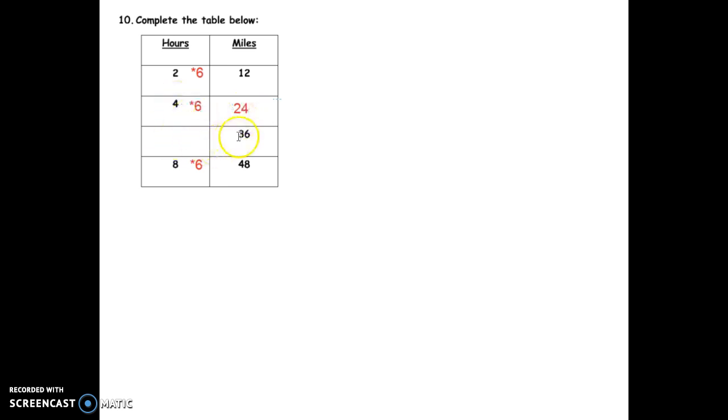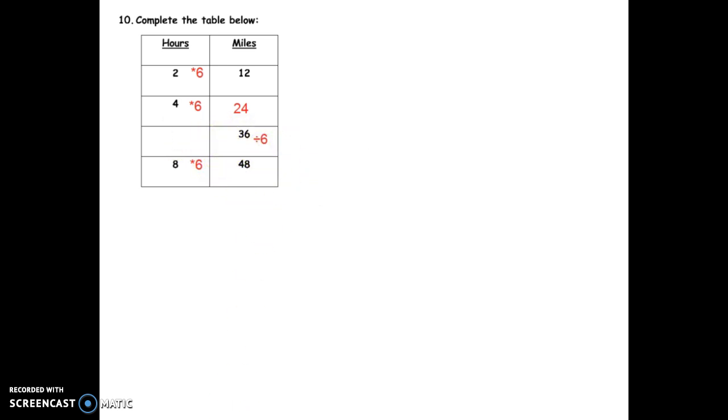And then, now this one's backwards, right? How do I get it? Well, instead of being times 6, I'm going to do divided by 6. Let me put it over here though. So 36 divided by 6 is going to give me my answer here. And I'll let you guys figure that one out.